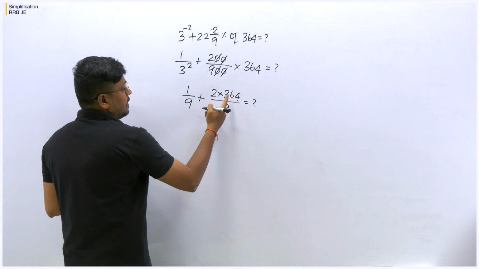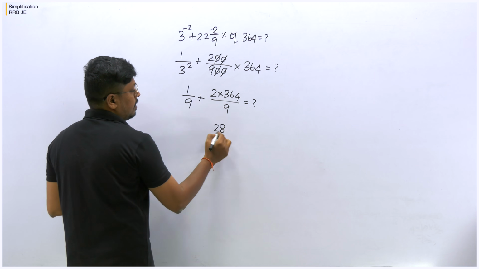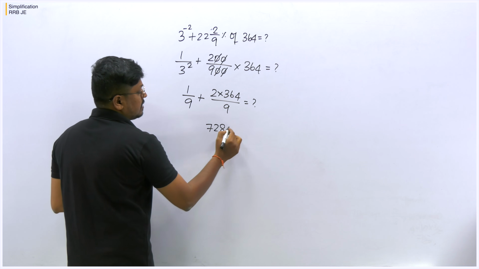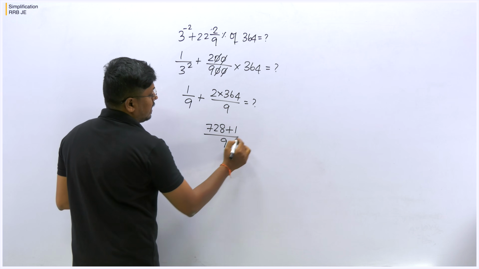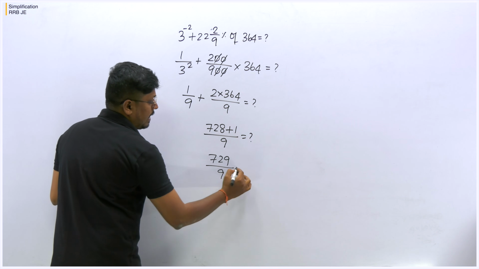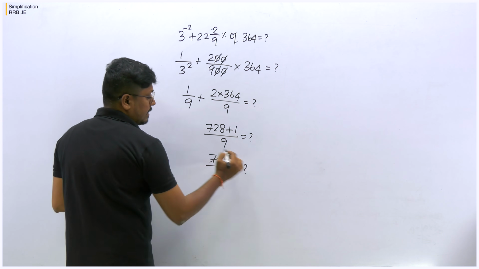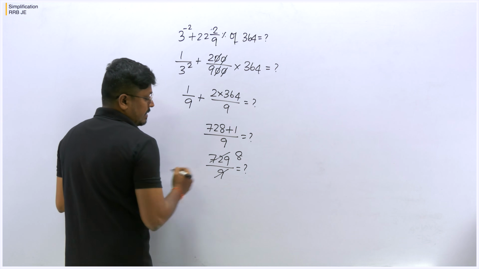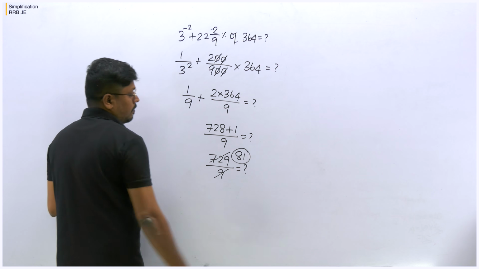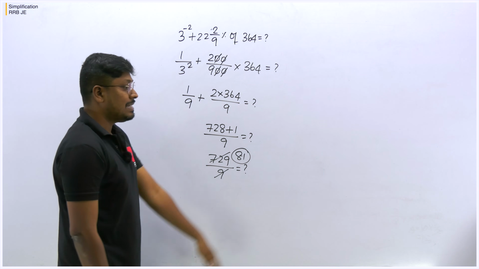So now this will be 8, 6 2s are 12, 1, 6 1 7. So 728 plus 1 divided by 9 is equal to question mark. So 729 divided by 9 is equal to question mark. So cancel it. 8 9s are 72, remaining will be 1, which is 0. So 1 9s are 9. So the answer for this question is 81, right?